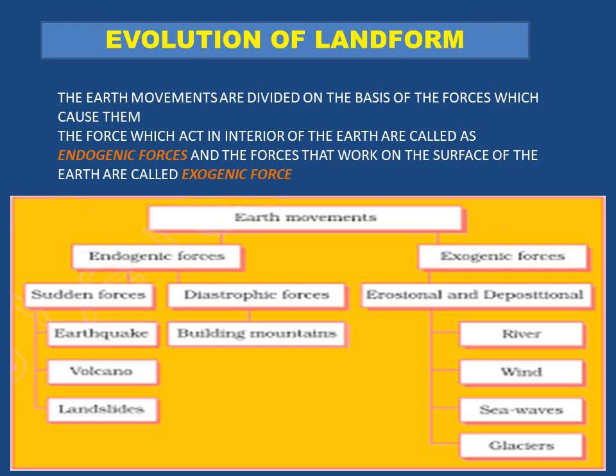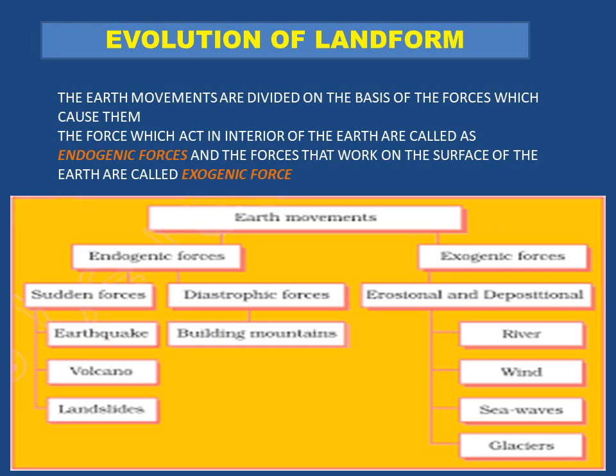When we talk about earth movement, we classify the forces as endogenic or exogenic. Exogenic could be either erosional or depositional. Depositional means whatever sediments have weathered away or eroded away and finally get settled down, and that is known as deposition. It can be by the action of river, wind, sea waves or glacier.